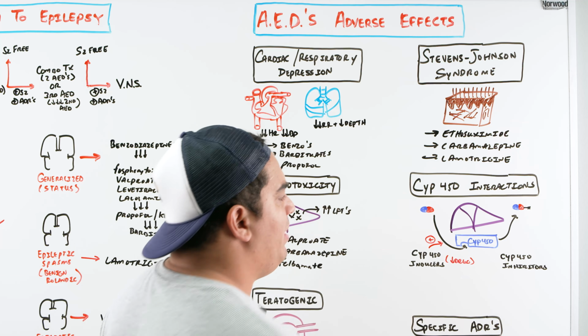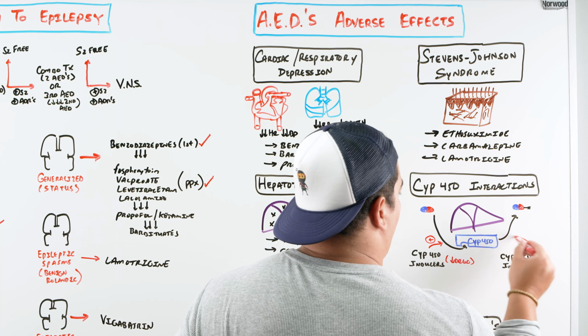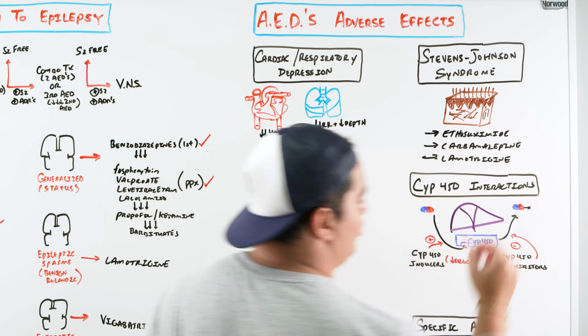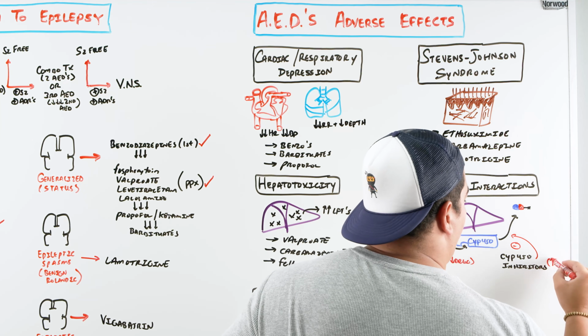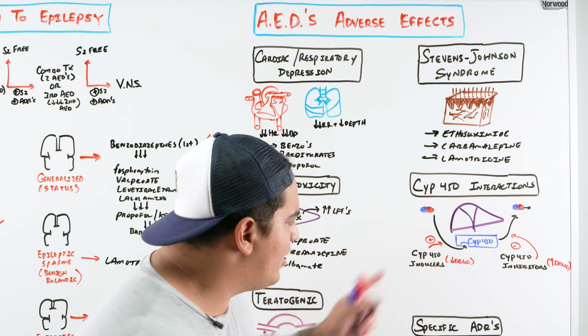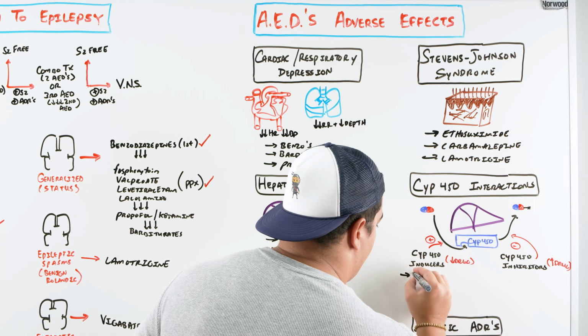Whereas cytochrome P450 inhibitors, they're going to inhibit the cytochrome P450 system so they don't break down the drug, and this would potentially increase the concentration of the drug, making it supratherapeutic. These are going to be things like barbiturates, right? So barbiturates.